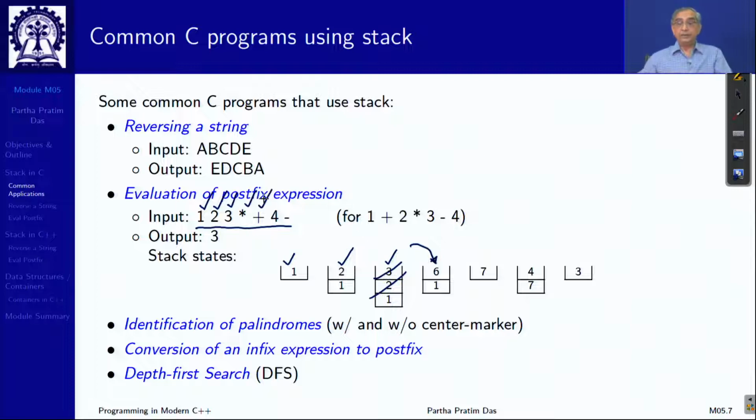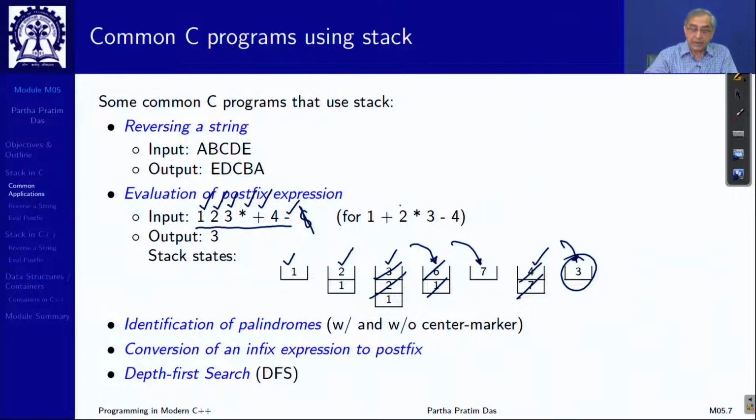Then you have a plus. So, again you do the same thing, plus is binary, take out 2 elements, 6, 1, do 6 plus 1, 7, that goes in. Then you get 4, so you push it in, then you get minus, which is a binary minus here. So, you take out 4, take out 7, do 7 minus 4, get 3, put it in. You are at the end of the input. So, your process is over. What remains at the top of the stack should contain actually only one value. If everything is correct, that is your evaluation result.